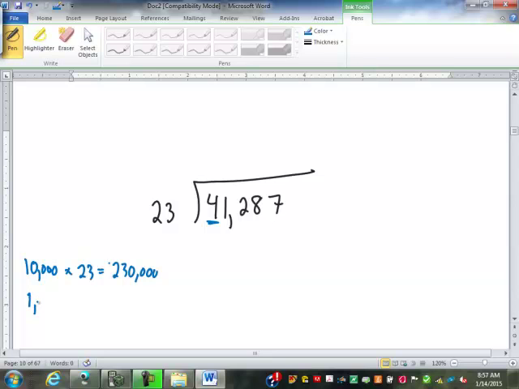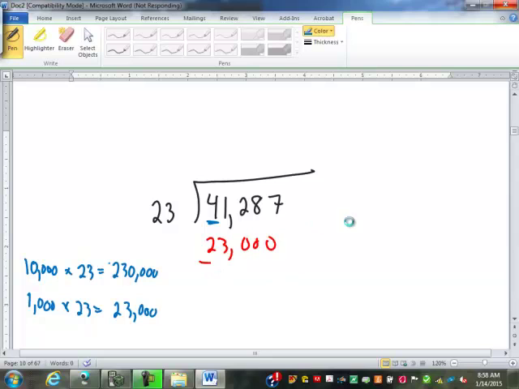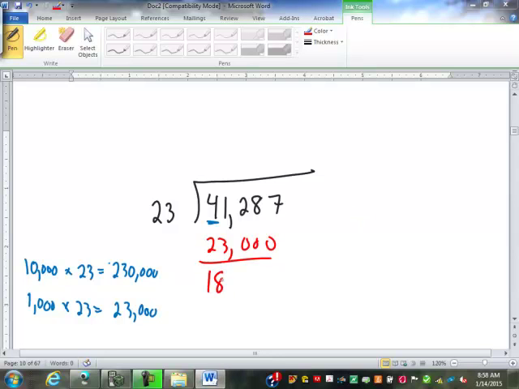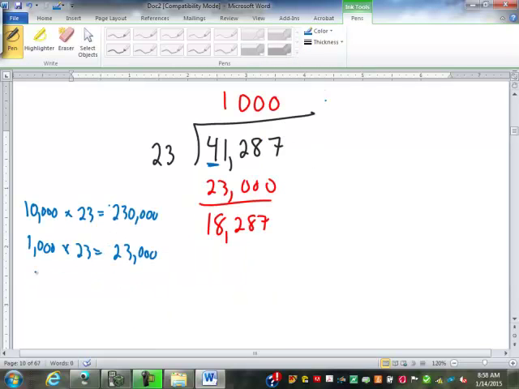So the next place value would be 1,000. 1,000 times 23 is 23,000. Can I subtract that from up there? Sure can. I can only subtract it once, so I'm going to subtract it once. Subtracting 23,000 gives me 18,287. I just subtracted 23 1,000 times. My next place value would be 100.